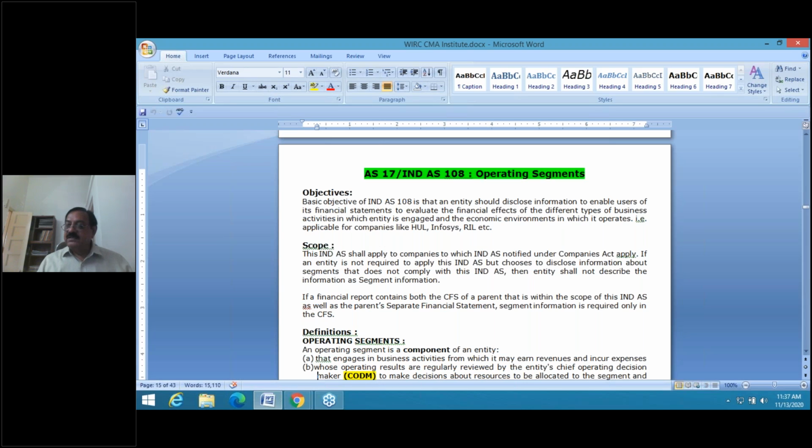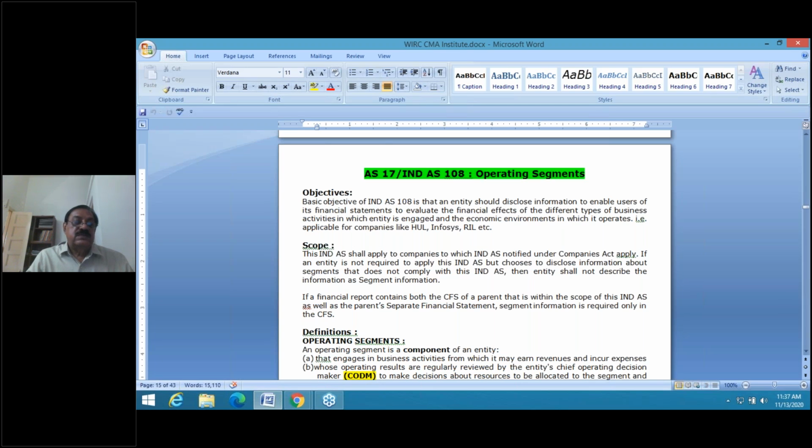So basic of, again, in any AS, matlab 6 parts: objective, scope, definition, recognition, measurement, disclosure. So the objective of this Ind AS 108 is that an entity should disclose information to enable users of its financial statements to evaluate the financial effects of the different types of business activities in which entities engage and the economic environment in which it operates.